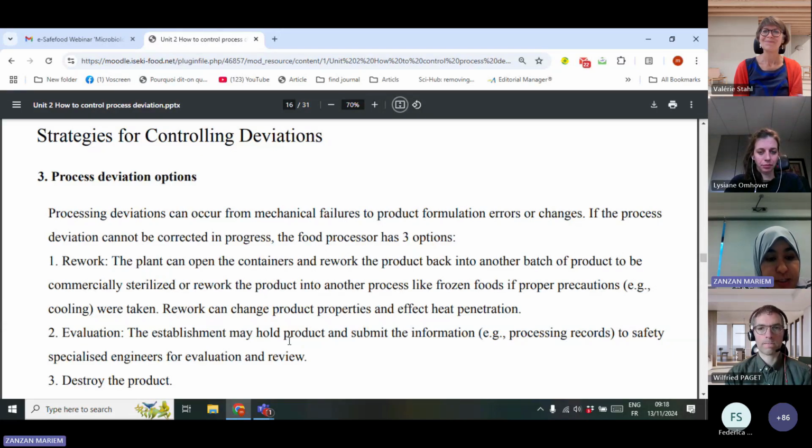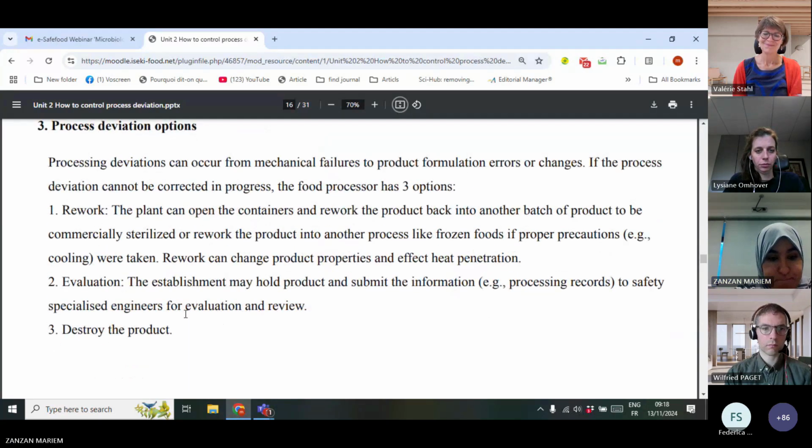Another choice is the evaluation. So to establish, we may hold the product and submit the information to a safety specialized engineer for evaluation and review. And if we cannot do any of those choices, the last choice that we have is to destroy the product instead of using it.